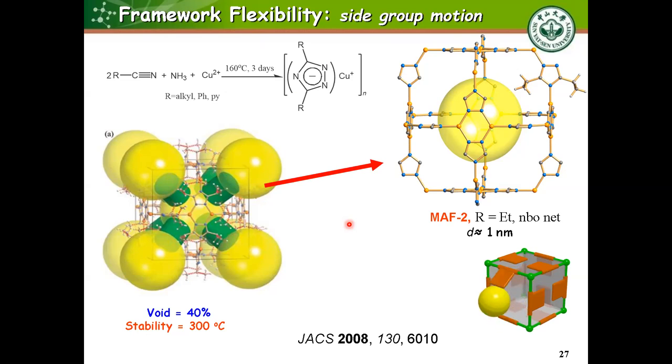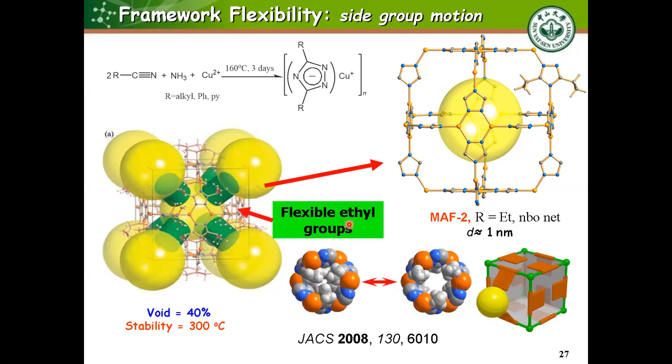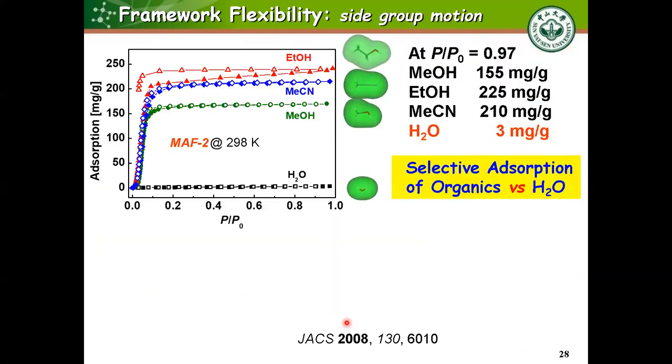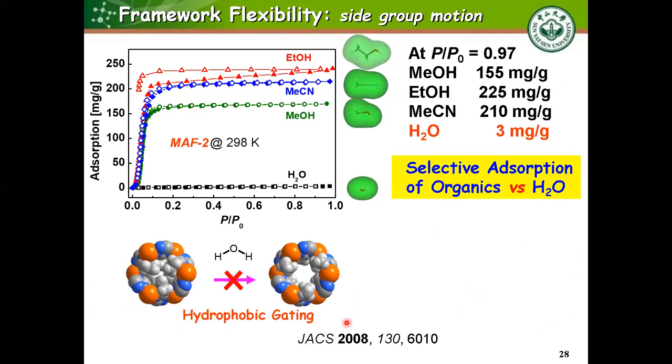The first example of kinetically controlled flexibility was observed in MAF2, which has a pendant ethyl group around the aperture, and the ethyl group can move to close or open the small aperture, thus gating the absorption of MAF2 for small molecules. As a result, MAF2 can absorb large organic molecules such as ethanol and acetonitrile, but not the smaller and polar water molecule, as shown in the uptake curves. Thus, MAF2 can be used for separation of water-soluble organic compounds from aqueous solution.